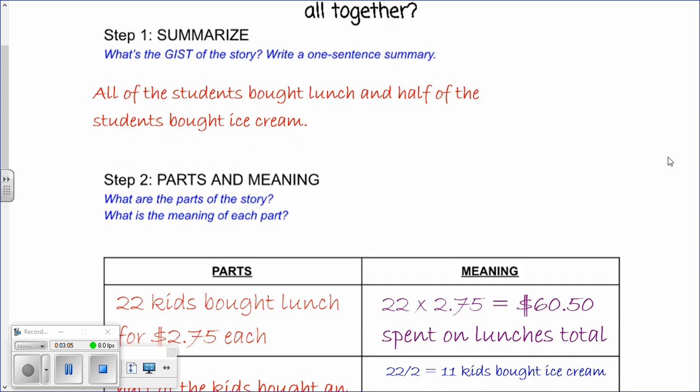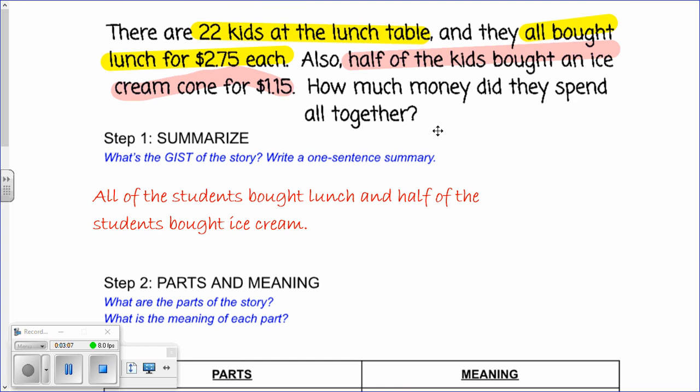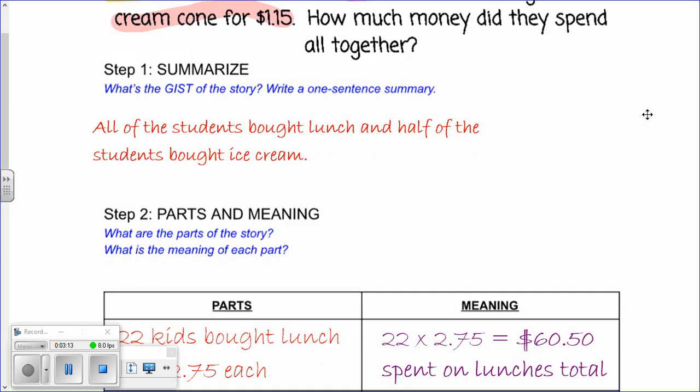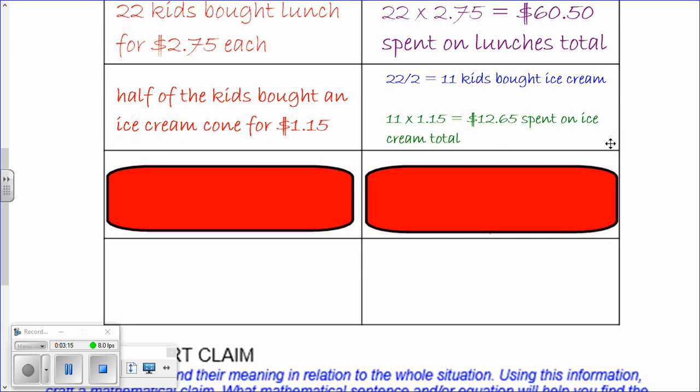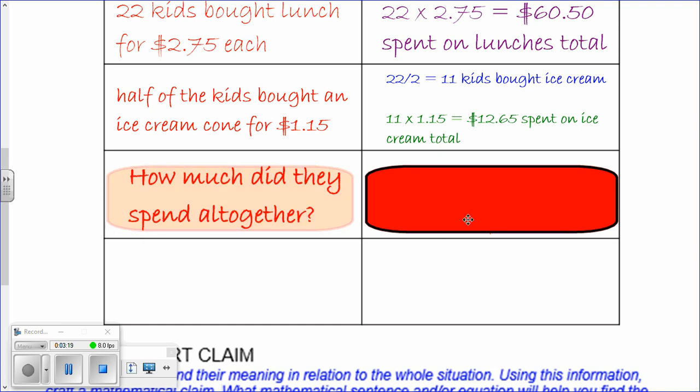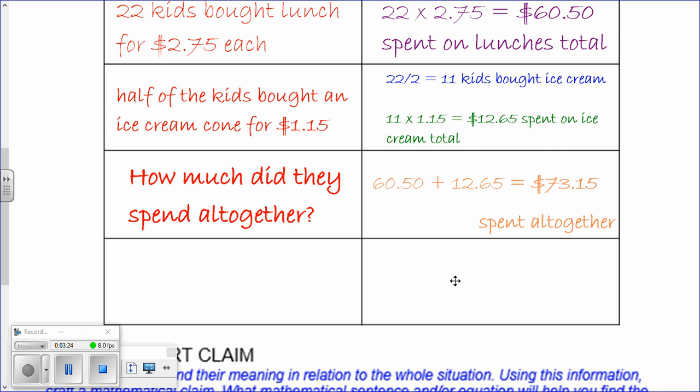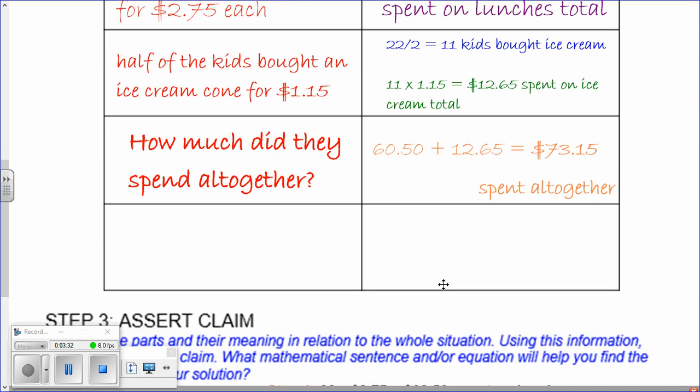Let's go back up and look at the last part one more time. So the last sentence says, how much money did they spend all together? And those words all together hopefully make you think of addition. How much money did we spend all together on lunch and ice cream? So to figure that out, we're going to take $60.50 and $12.65. And when we add that all together, we get $73.15. And that is the total the class spent today.